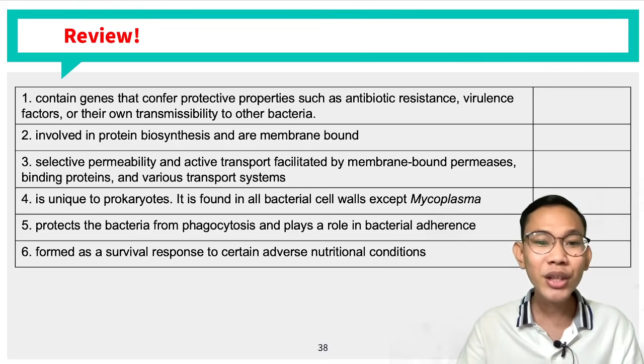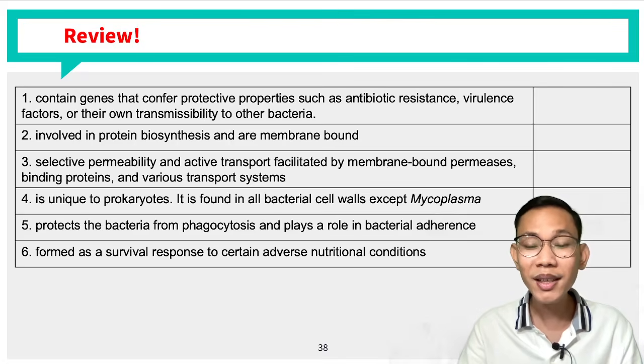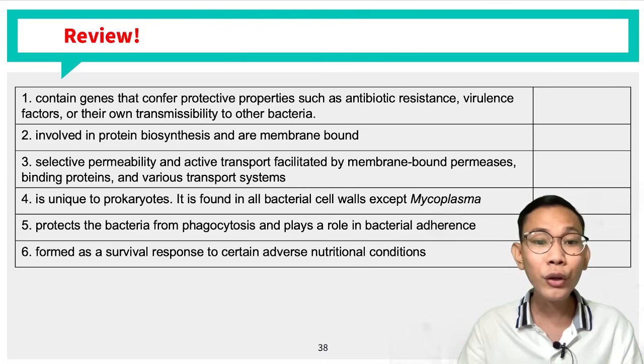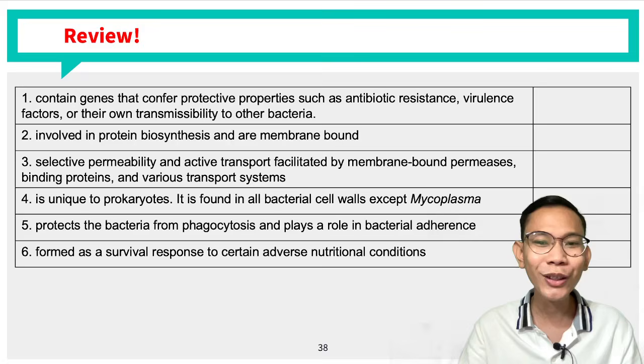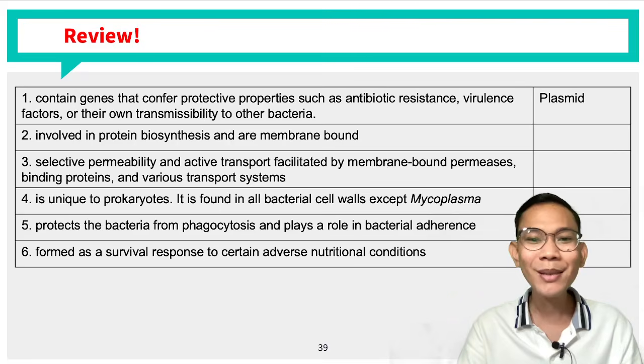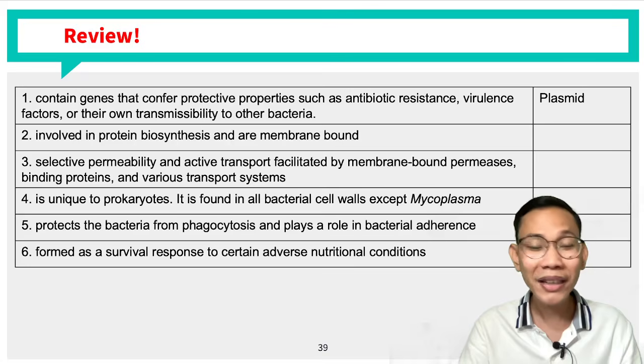It contains the genes that confer protective properties such as antibiotic resistance, virulence factors, or their own transmissibility to other bacteria. Again, contains the genes that confer protective properties such as, ito talaga, antibiotic resistance. Paulit-ulit na lang to. This is now your very good plasmid. So please try to answer. Just try it. Hindi ko na naman maririnig mga sagot nyo. So just try it in your home, in your study area. At least you will really assess yourself.